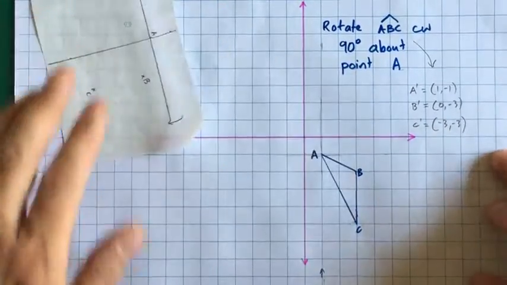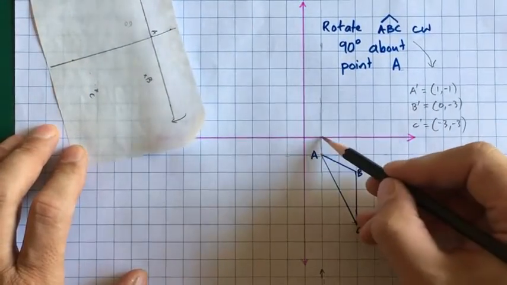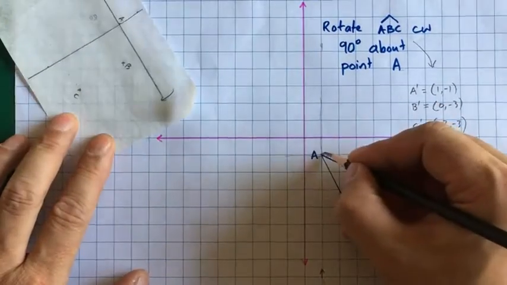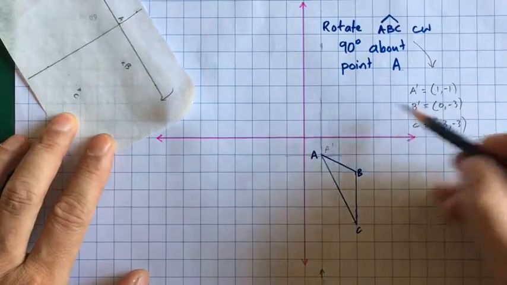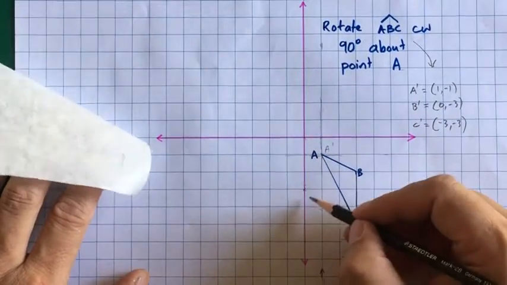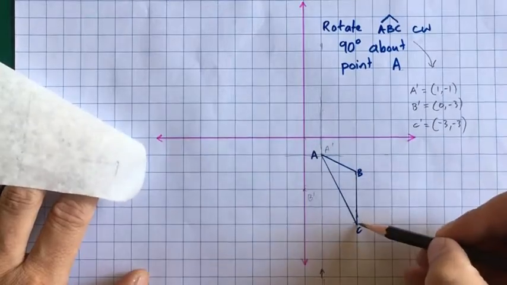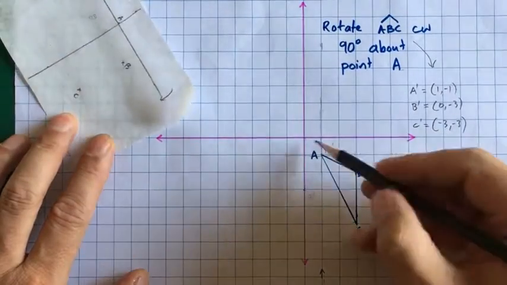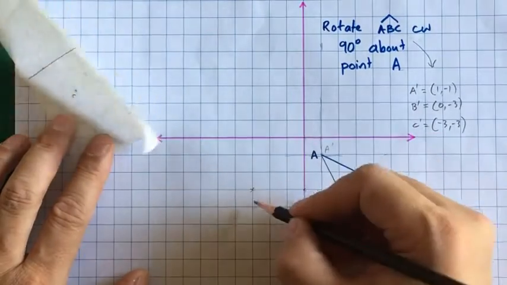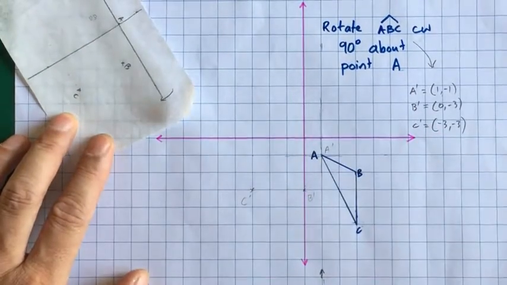Okay, so A dash is 1, negative 1, that doesn't move, so I know that that's A dash. B is 0, 1, 2, 3, so here, that's going to be B dash, and C dash is 1, 2, 3, 1, 2, 3. Going to be here at C dash, like that.